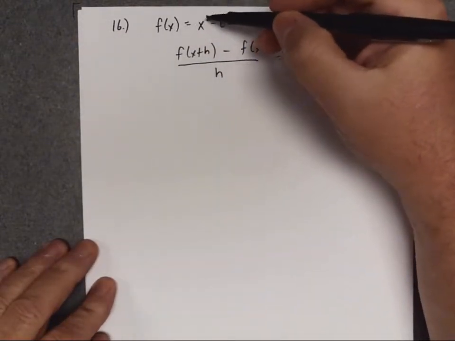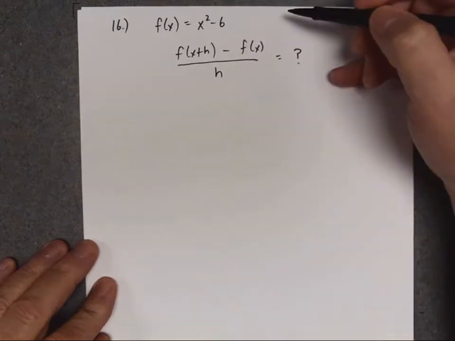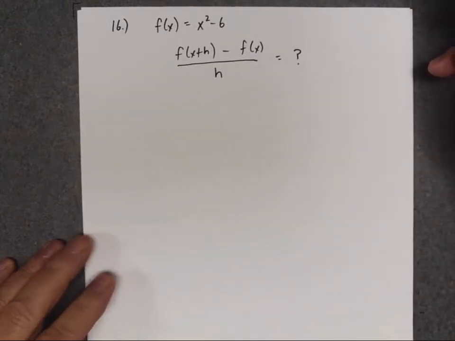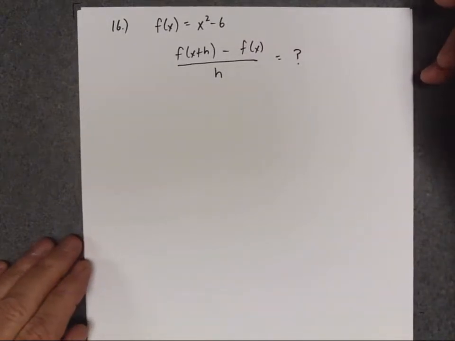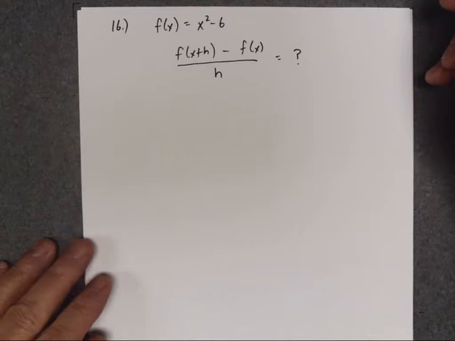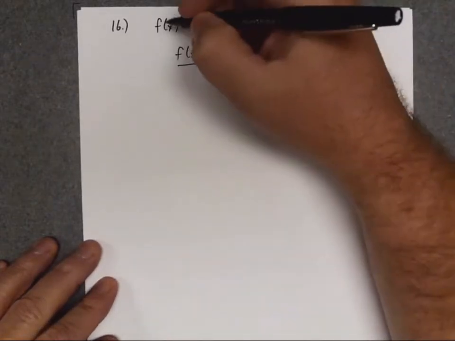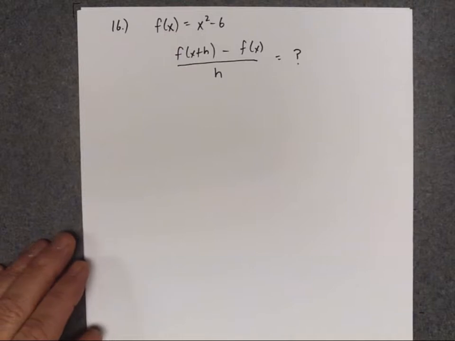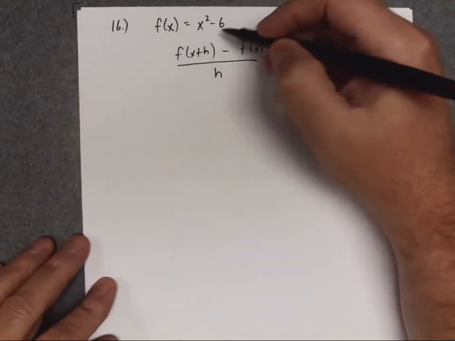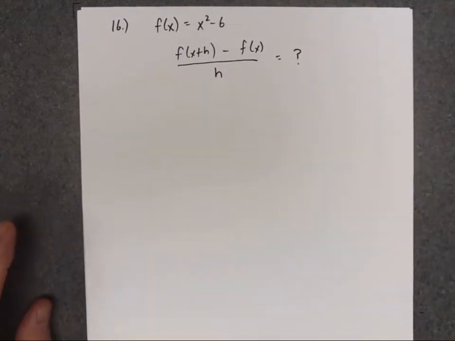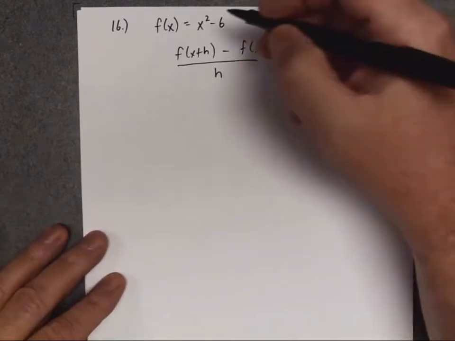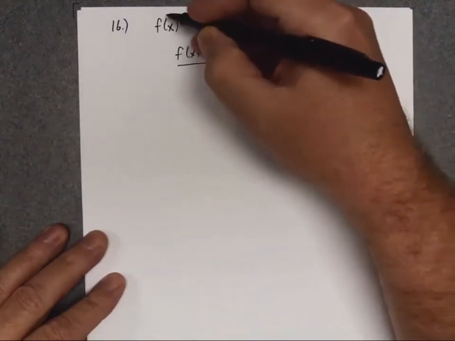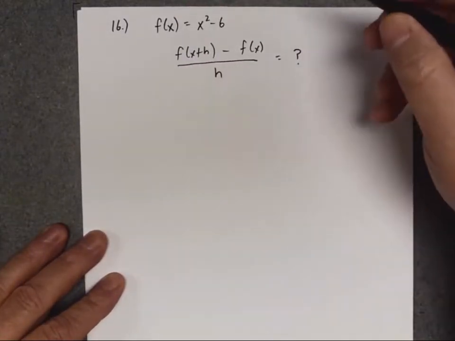f of x equals x squared minus 6. Usually by function, typically we're going to mean an equation. So in this case, function is another name for an equation. Usually function notation means that whatever variable is inside the parentheses, that's the variable that's going to be in the equation. So they give us this function, f of x equals x squared minus 6.